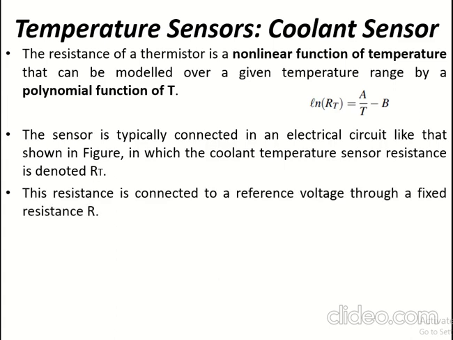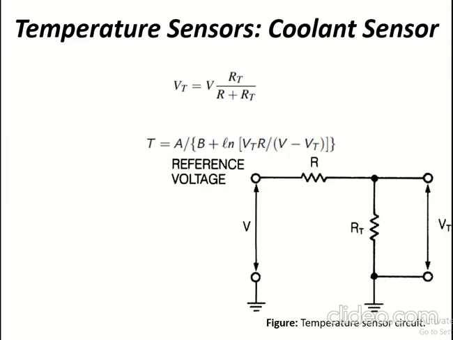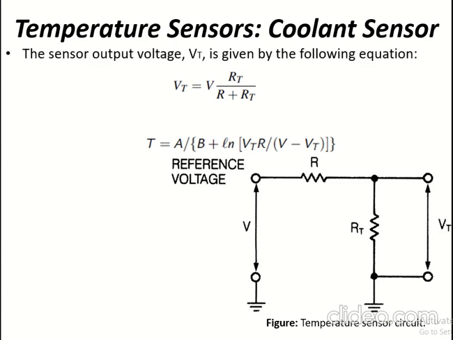This resistance is connected to a reference voltage through a fixed resistance R, and here a circuit diagram is given where you can consider that this is a fixed resistor R, and this RT keeps on varying, and it provides a terminal voltage VT, and it gets a reference voltage V so as to work in the system. So how do we calculate the terminal voltage VT? This formula is given here: VT is equal to V multiplied by RT divided by R plus RT. The sensor output voltage is VT.